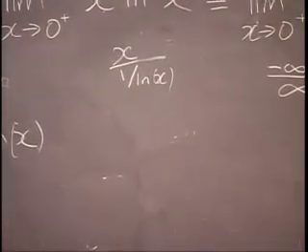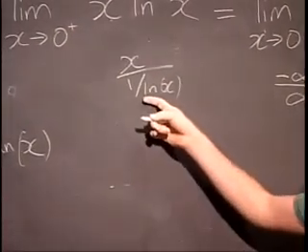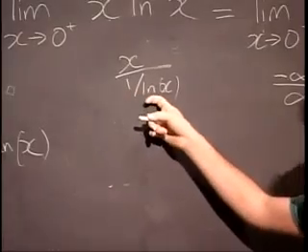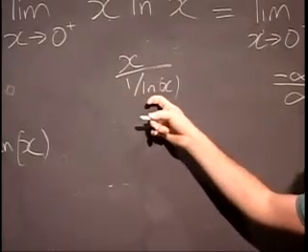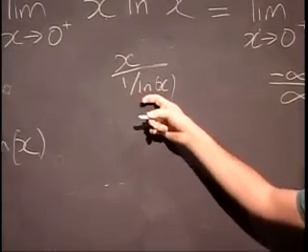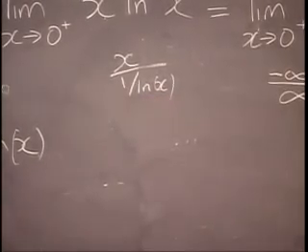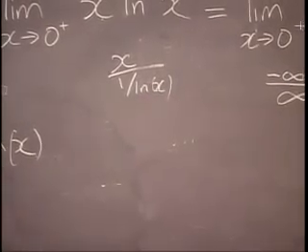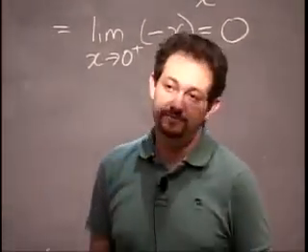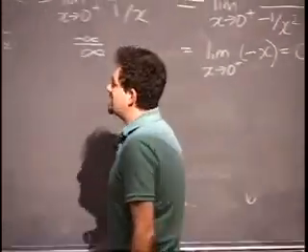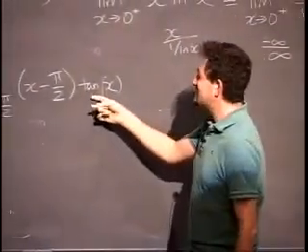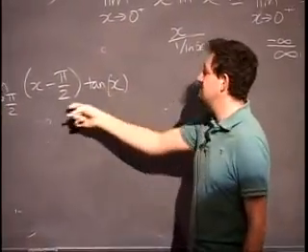So the problem is that 1 over log x is not a very nice thing to differentiate. You have to use the quotient rule. Chain rule will work, whereas 1 over x is a nice thing to differentiate. Avoid putting logs on the bottom. If that's one of your terms, try the other term. On the other hand, here, actually tan is a nice thing to put on the bottom.